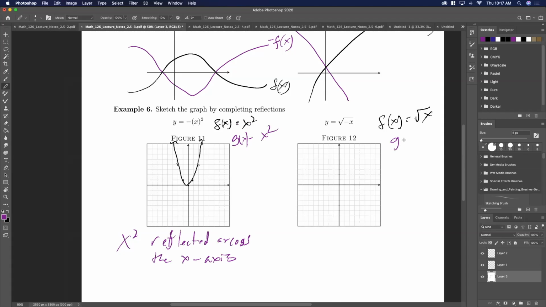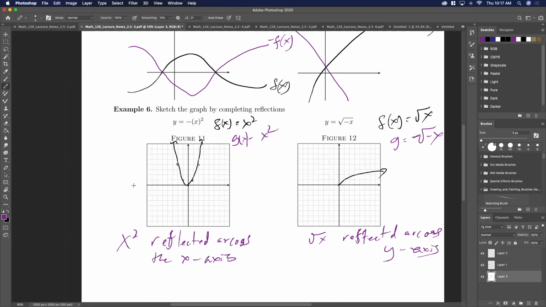And then this will be g of minus x. So this is square root x reflected across the y-axis. Okay. Oops, I didn't draw in my x. Draw that in real quick. All right, so here I'm going to reflect this across the x-axis.